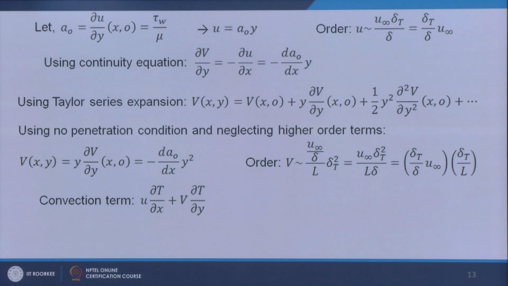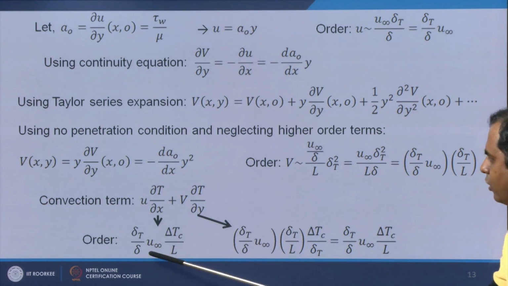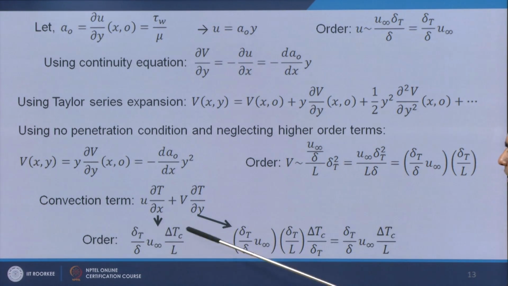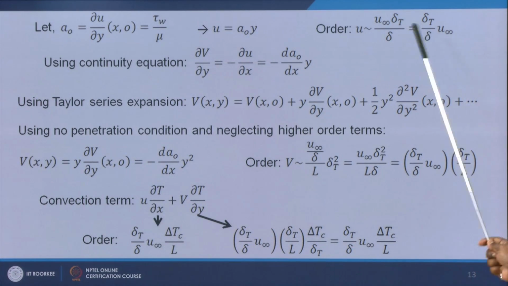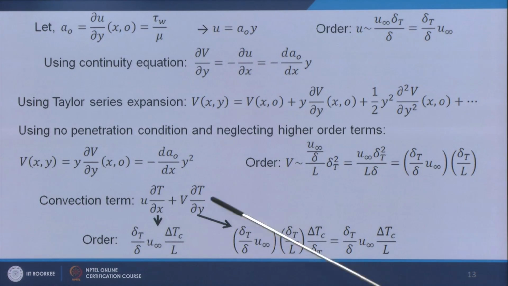Okay. Now if we see the convection term for this case where the hydrodynamic boundary layer dominates, the convection term takes the order of this one: δ_T by δ into U infinity into ΔT_c by L for the first term. U is of the order of this one, as we have shown, and it is becoming ΔT_c by L. Second term, V is becoming of the order of this one, which we have put over here, and ΔT_c by Y became ΔT_c by δ_T. So this is the order of the second term, and this is the order of the first term. Both are the same, so the convection term will be taking this order.